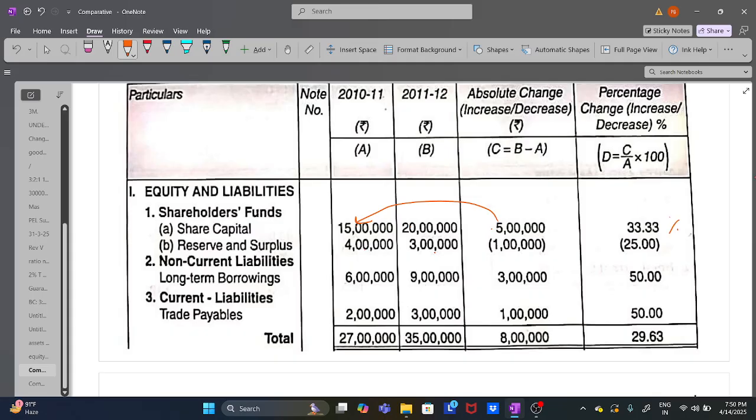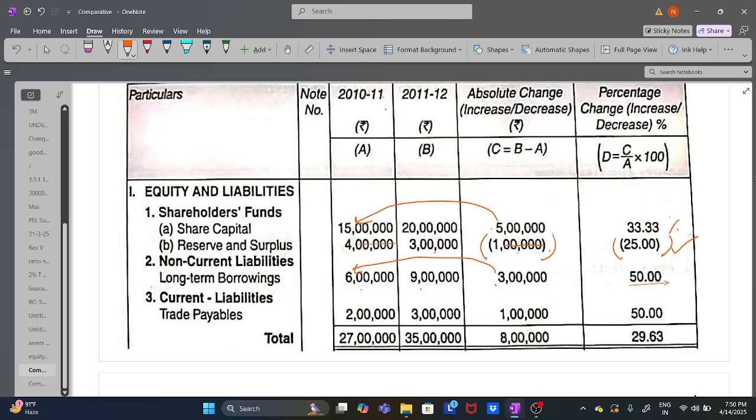Previous year 4, current year 3, there is a decrease. A decrease is put in bracket, in this column also, this column also. So there's a decrease of 1 by 4 base. These zeros can be cancelled mentally by you. So 1 by 4 into 100, 25%. Next, non-current liabilities, 6 lakh becomes 9, an increase of 3. 3 lakh by 6 lakh into 100 is 50%.